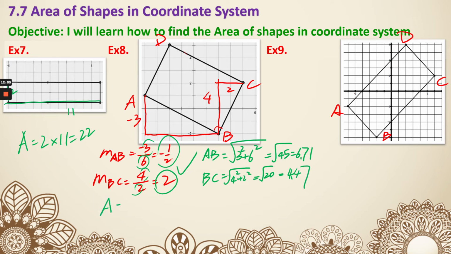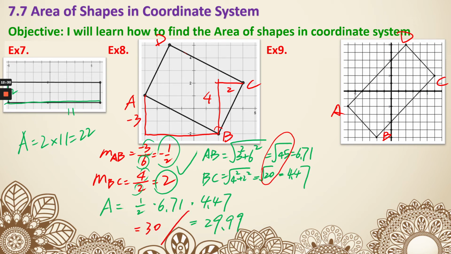Now let's calculate the area. 1/2 times 6.71 times 4.47. We use the decimals. That should give you 29.98, or 30. And if you choose to use the radicals, these numbers, that's square root of 900, which will simplify to be 30. Either way works.